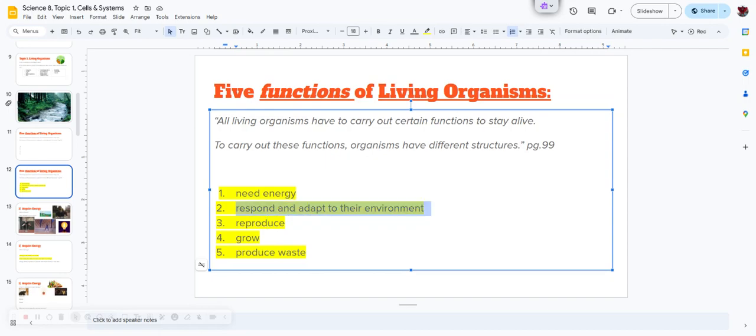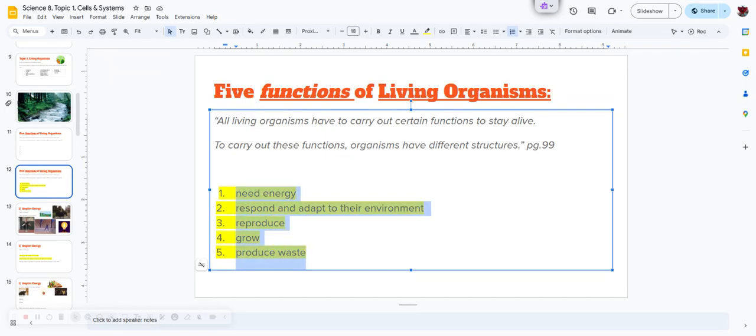And do cars respond and adapt to their environment? You could argue that they kind of do nowadays. Cars are technologically developed to have things like traction control, so that when you hit a patch of ice, your car automatically adjusts the speed of its wheels so that you skid less. So that is kind of responding to its environment. But really, though, if we're generous and say that, yes, cars do this, and yes, they need energy, and yes, they produce waste, that's only 3 out of 5. It doesn't have all 5 functions, and therefore, it is not an organism.